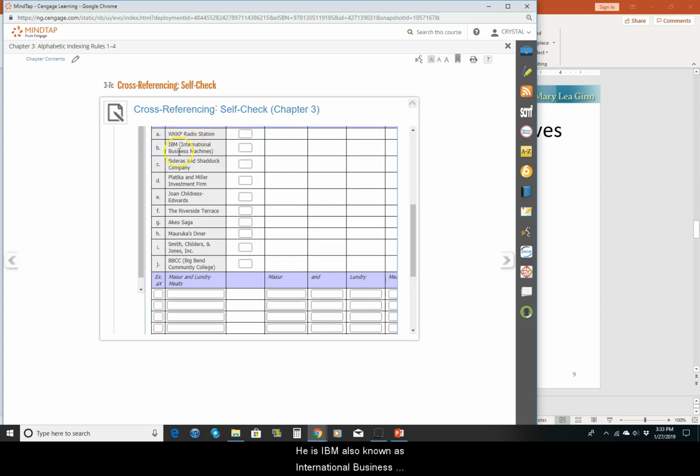B is IBM, also known as International Business Machines. Now the original record is going to be stored under IBM. This is what I would index and code. But someone might also look for it under International Business Machines. So B does need a cross-reference. So I put B and a capital X to show that this is a cross-reference. And I'm going to index the alternate name, International Business Machines.